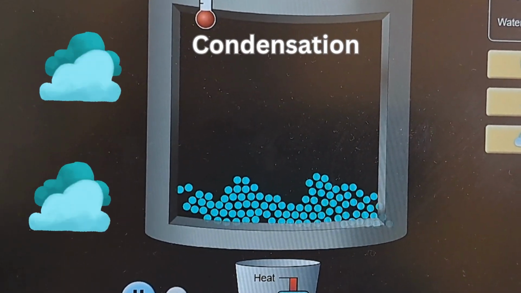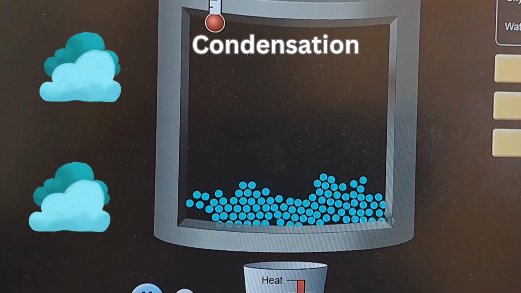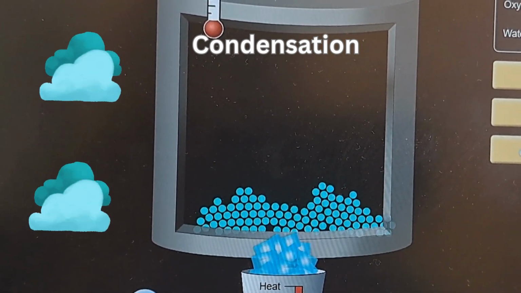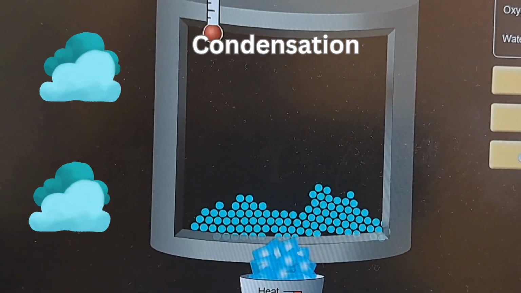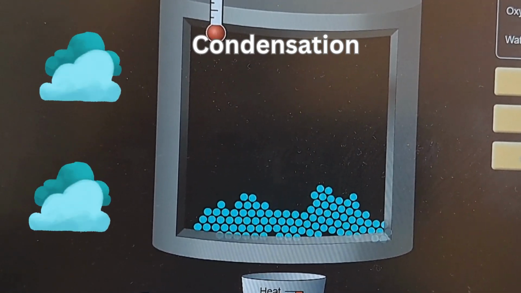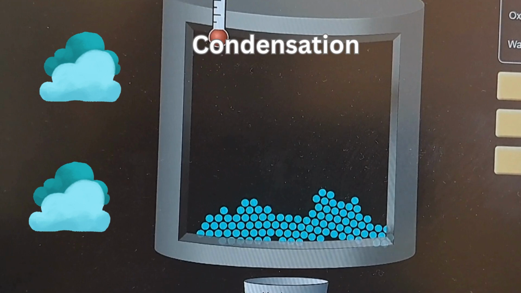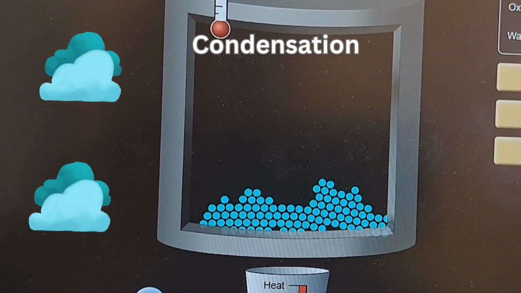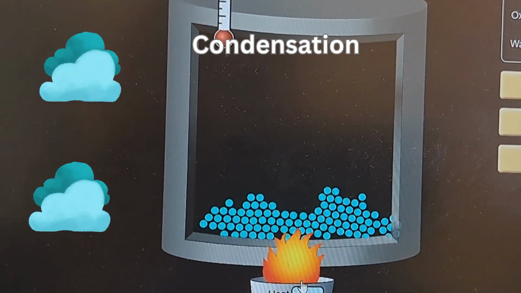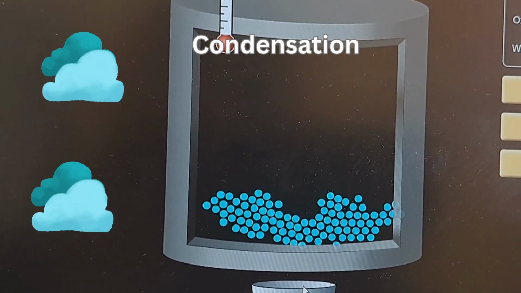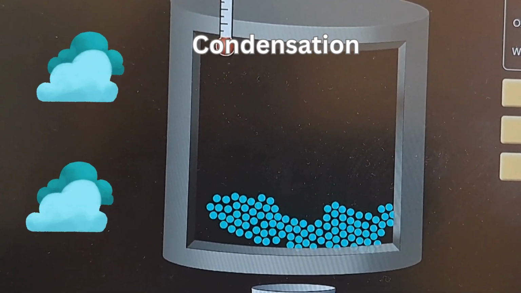Condensation. Condensation happens because the particles of a gas lose energy when they get cooler. This makes them slow down and move closer together to become a liquid. The process is called condensation and it is the reverse of evaporation.